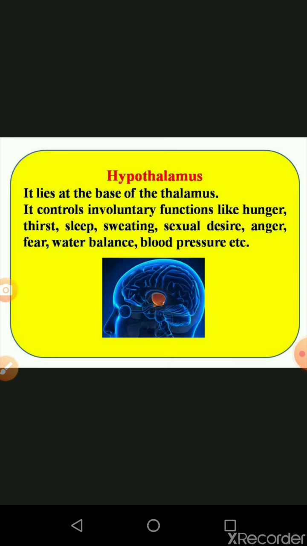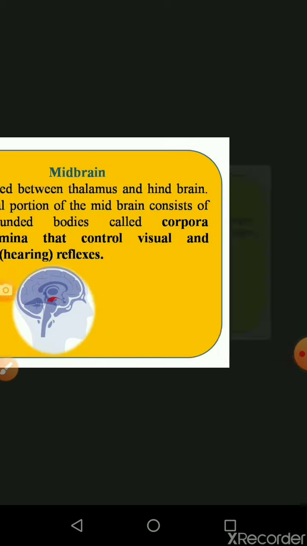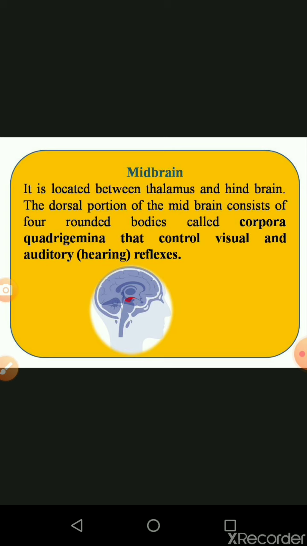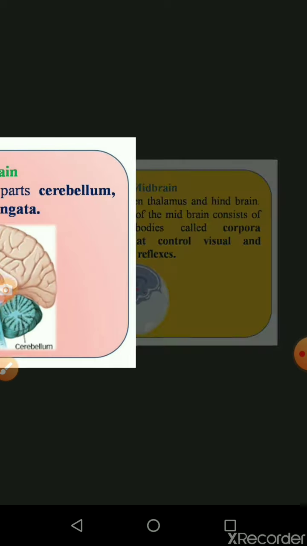The next one we are seeing is the midbrain. It is located between the thalamus and hindbrain. The dorsal portion of the midbrain consists of 4 rounded bodies called corpora quadrigemina that control visual and auditory reflexes. Visual means seeing objects, which are imagined and memorized by the brain. Auditory means hearing. These are controlled by the midbrain.